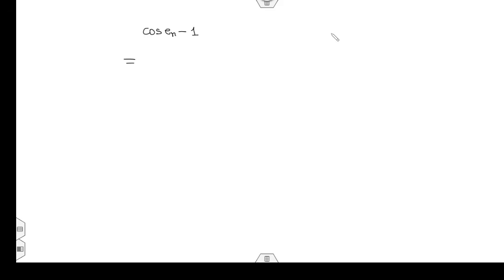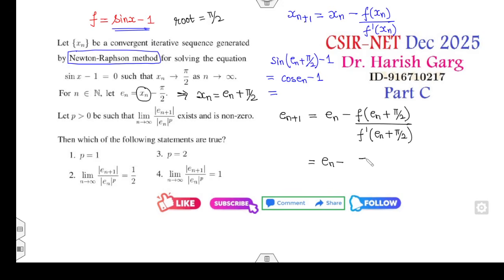What is the value of cos x? 1 minus x square by 2 and so on. So that will be 1, and 1 will be cancelled, minus e_n square by 2 plus e_n to the 4 by 4 factorial and so on. So I can write here minus e_n square divided by 2 plus higher order terms.